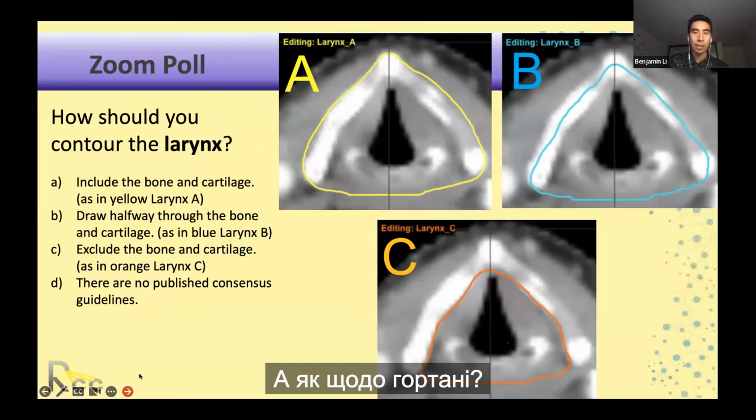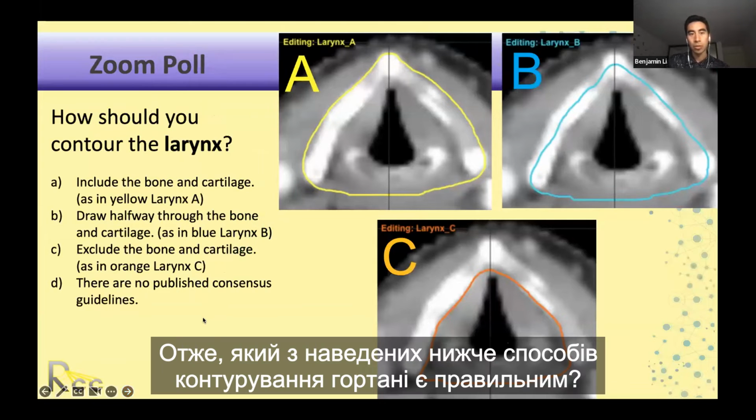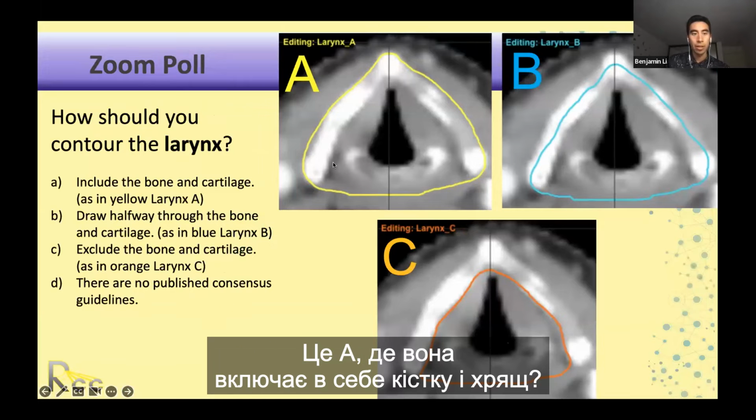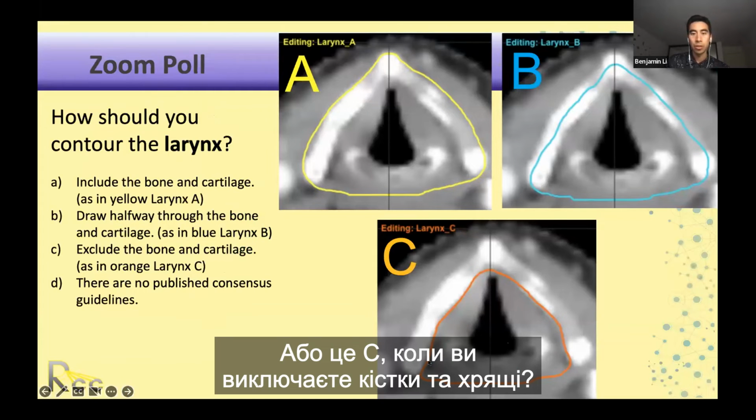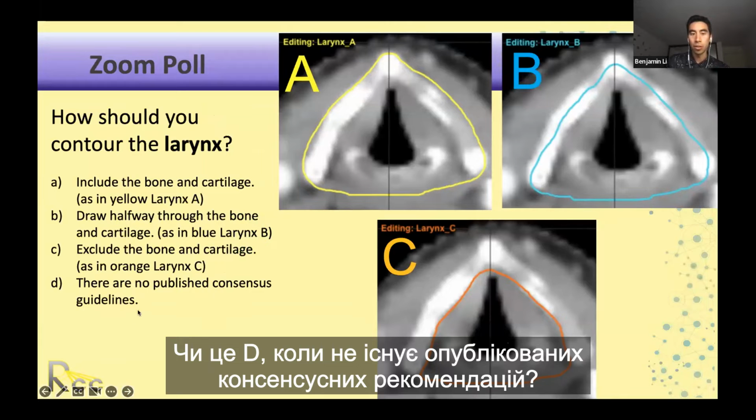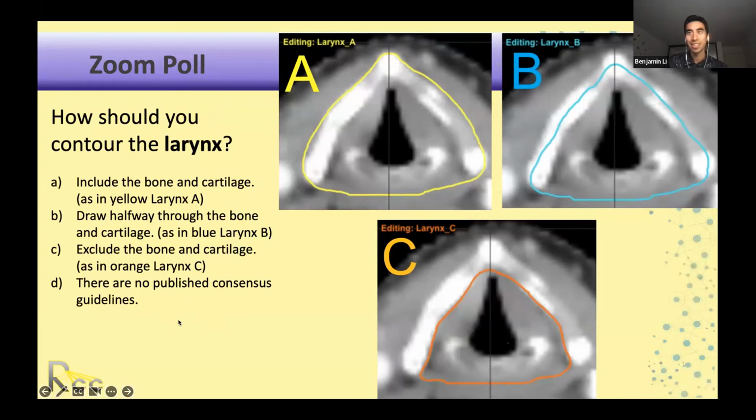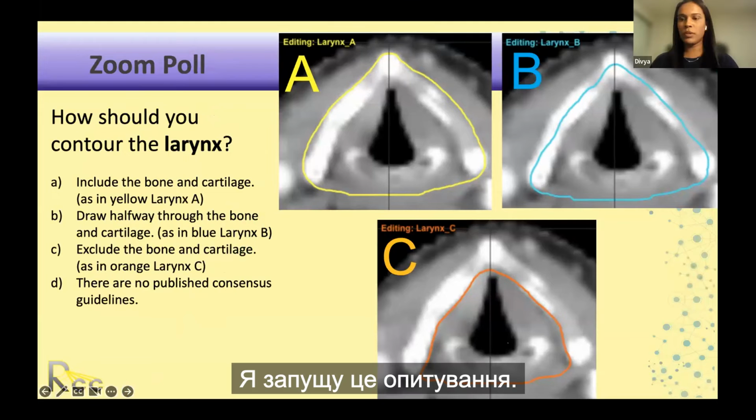Now, how about larynx? Which of the following is the correct way to contour the larynx? Is it A, where it includes the bone and the cartilage? Is it B, where you draw halfway through the bone and the cartilage? Or is it C, where you exclude the bone and the cartilage? Or is it D, there's no published consensus guidelines? I will go ahead and launch that poll.